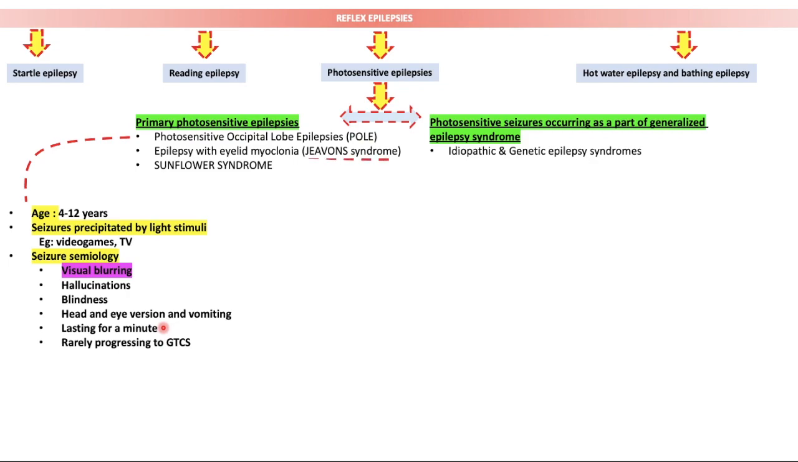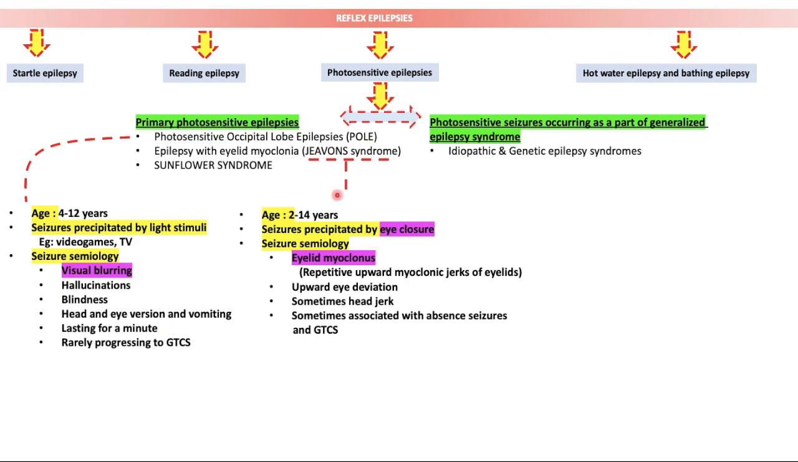Then the second one is Jeavons syndrome. Here, the classical age group is 2 to 14 years. Seizures are precipitated by eye closure. Seizure semiology includes eyelid myoclonus, which is characterized by repetitive upward myoclonic jerks of the eyelids. Then there may be upward eye deviation, sometimes head jerks, and sometimes associated with absent seizures and GTCS.